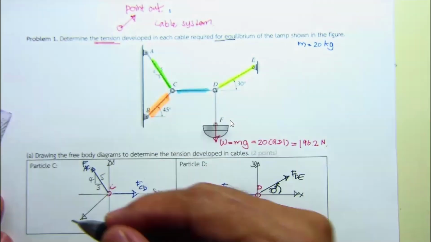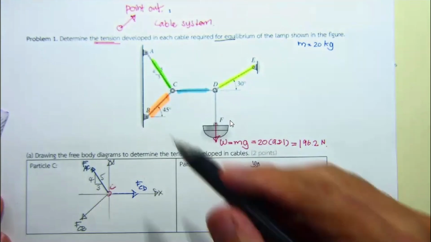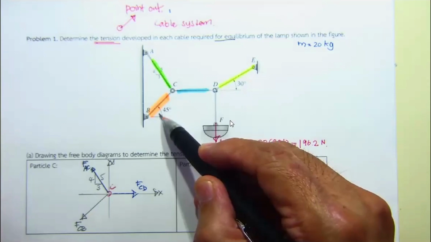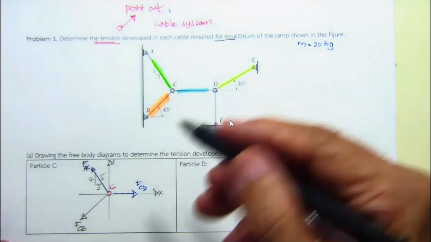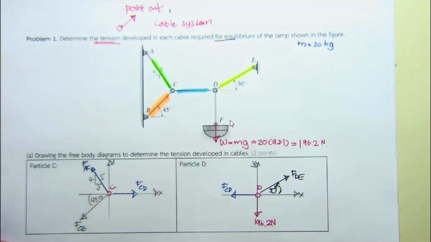This is going to be F sub CB. F sub CB has 45 degrees here. So in the opposite direction, this is going to be 45 degrees. Okay, now in the picture, you have 2 points.